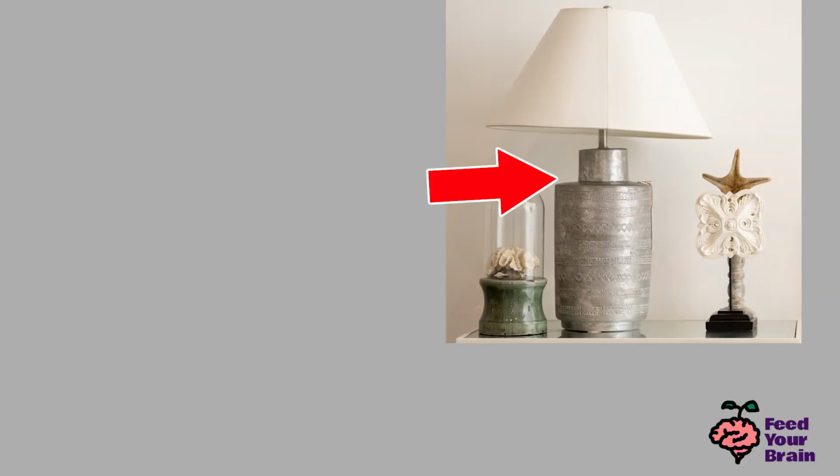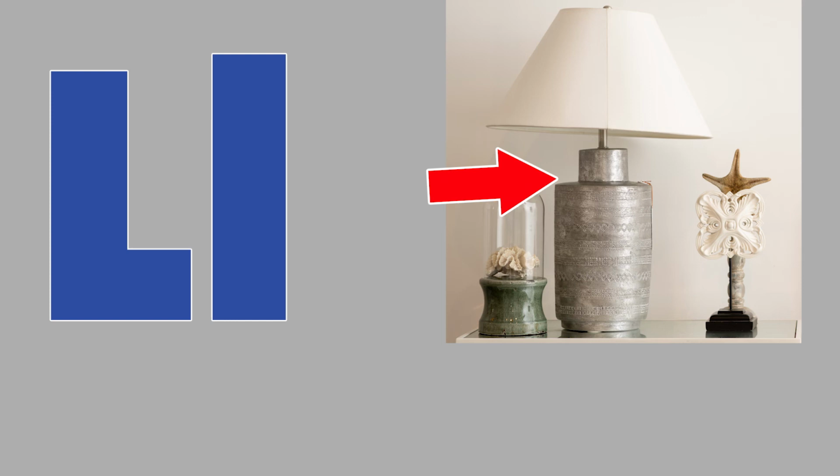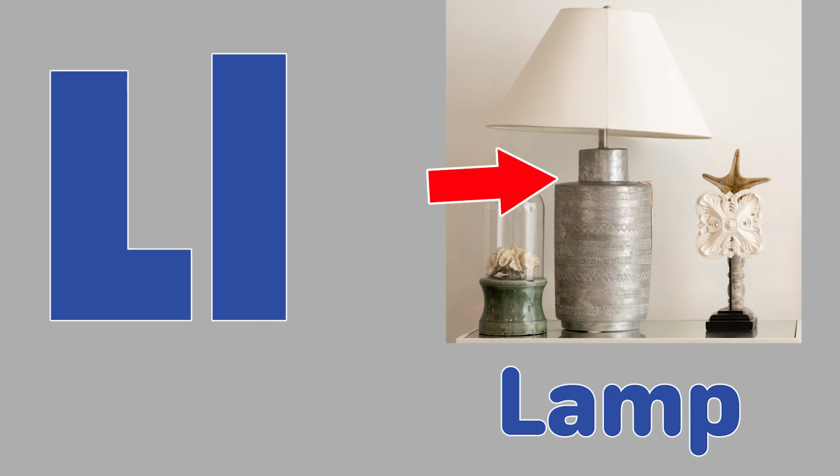What object is this that has a light inside that can turn on and off? This is a lamp, and what letter does lamp start with? Yes, that's right. Lamp starts with the letter L. Very good.